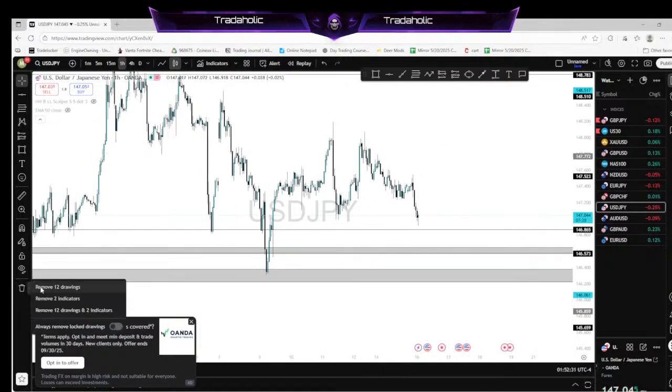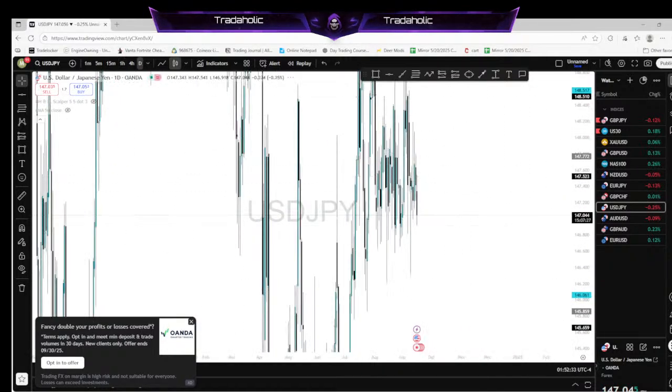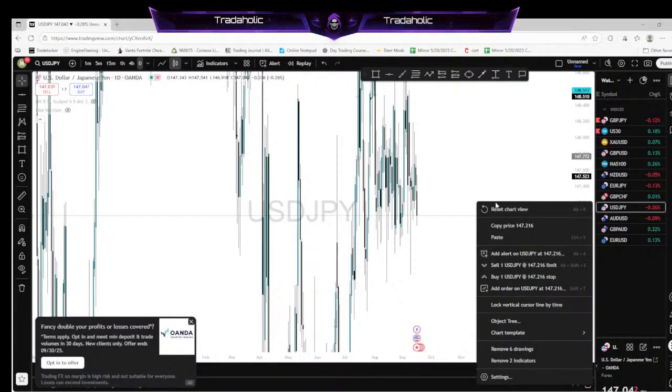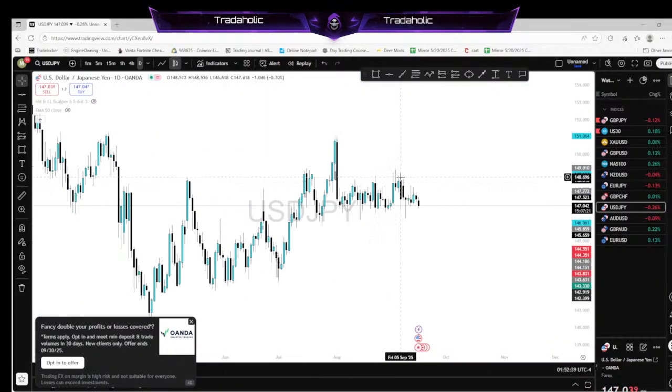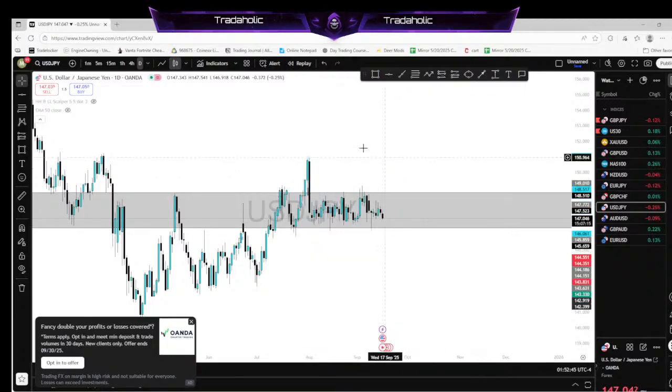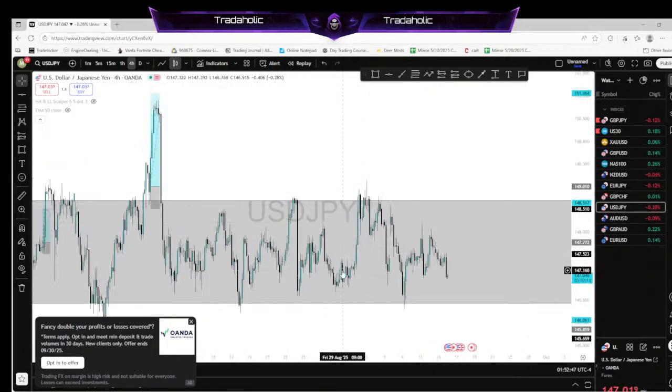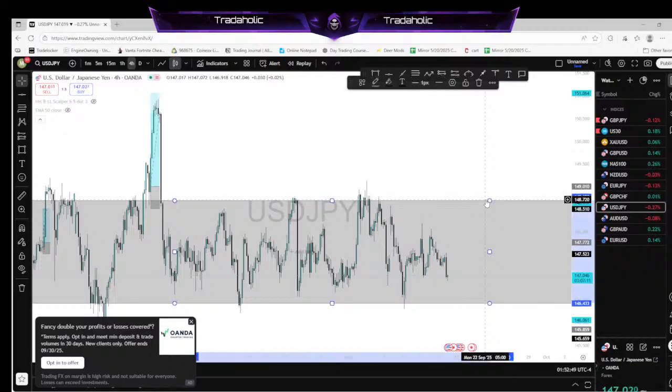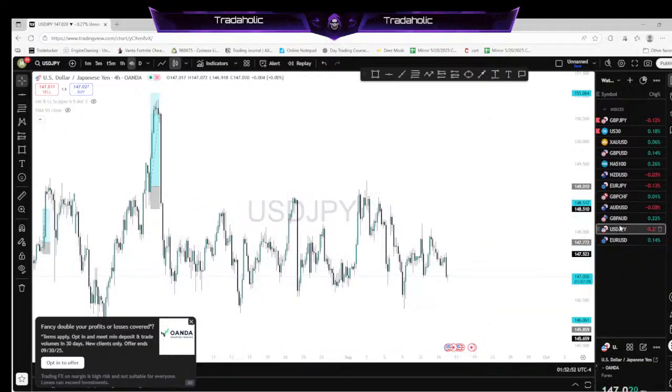USD JPY. Let's do it. Daily time frame, choppy as hell. Like, who would want to trade this price action, bro? This looks terrible. Like, I don't want to touch that. 4 hour, super chop. Yeah, we're not even going to touch that. No need to even do a breakdown on that. Definitely not trading that.